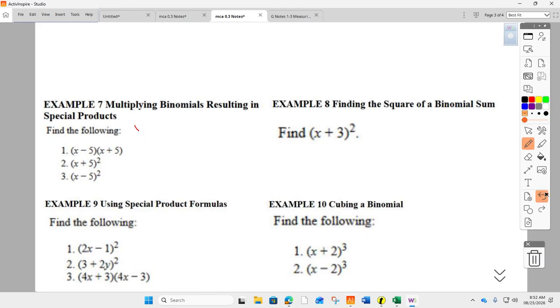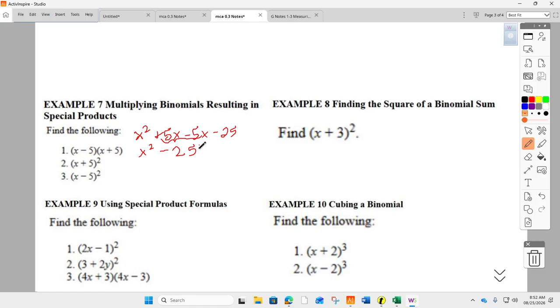I'm going to use FOIL so I can save some space. So first term multiplies x squared, outside plus 5x, inside minus 5x, and last minus 25. These are opposites. You combine opposites, you get 0, right? So our final product is x squared minus 25, a perfect square minus a perfect square.